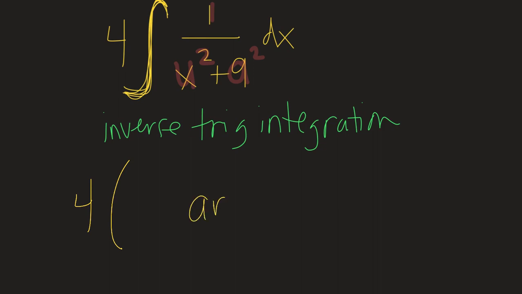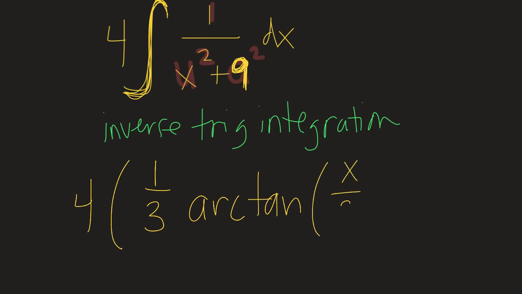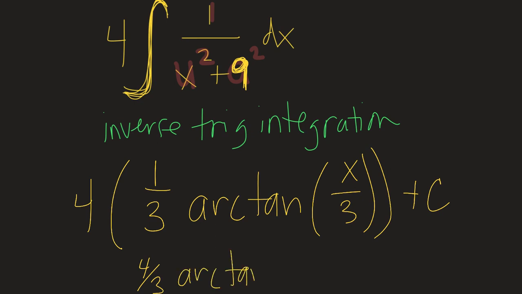So this is 4 times an arctan antiderivative. So 1 over 3, because if our a squared is 9, then your a value is 3, times arctan of x over 3 plus c. Which would of course be 4/3 arctan of x over 3 plus c. So whenever we have a 1 over things that are squared, you're going to be using an inverse trig integration.